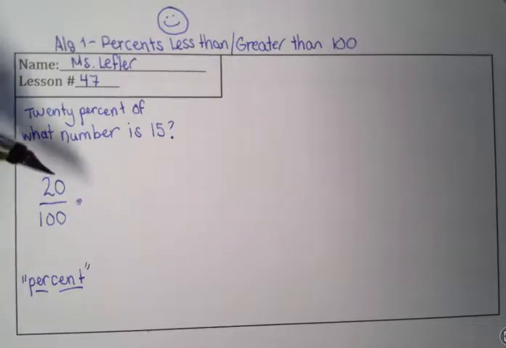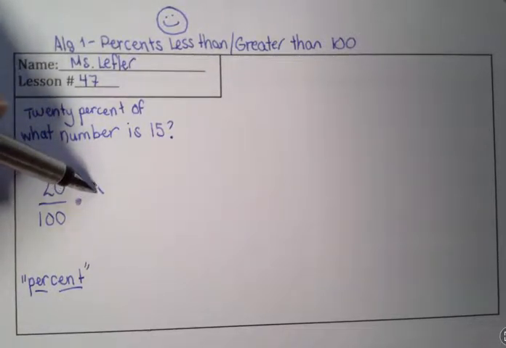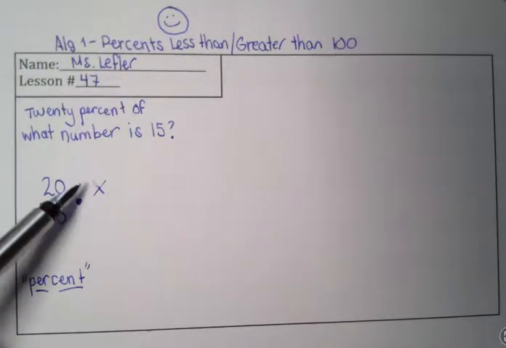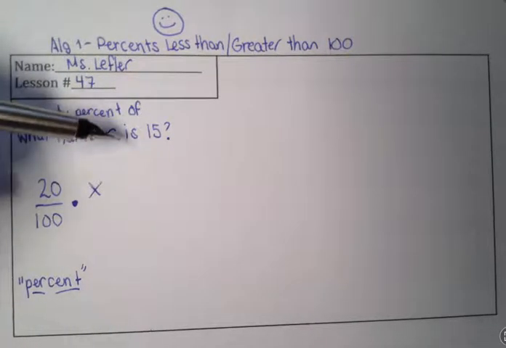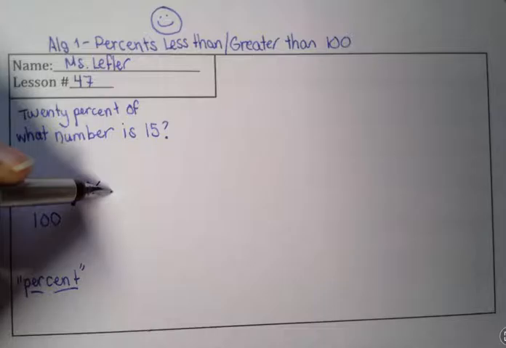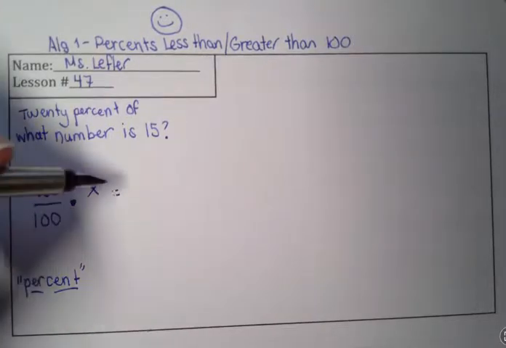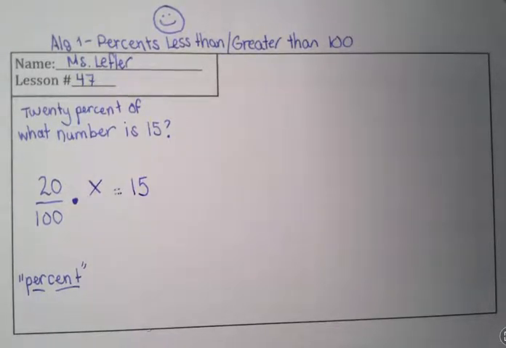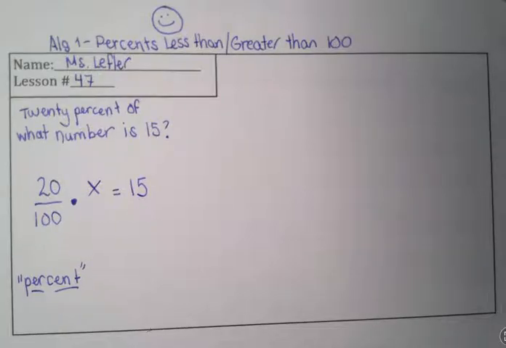So what number? I will just represent that with the variable x. Some people use wn for what number, but I like x. And then is indicates I should write an equal sign, equals 15. All right, so now that I have that, all I need to do is solve for x. This is just a basic equation.